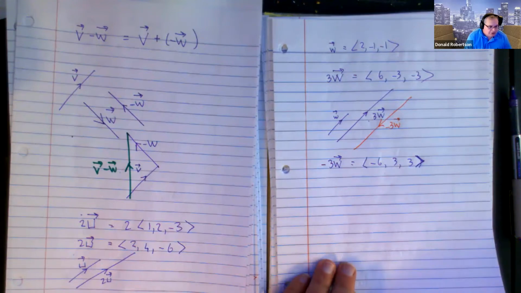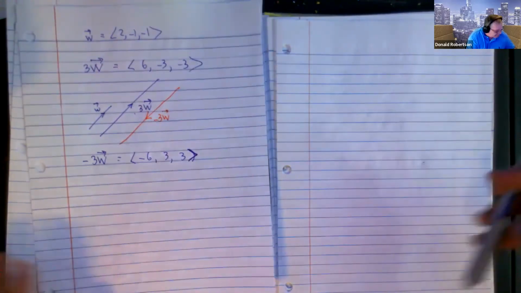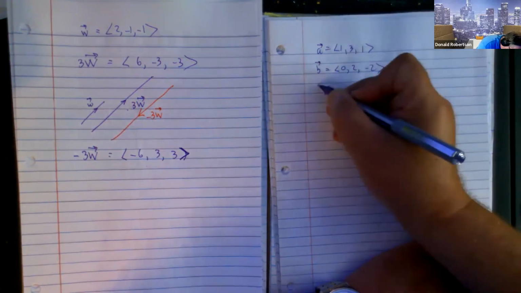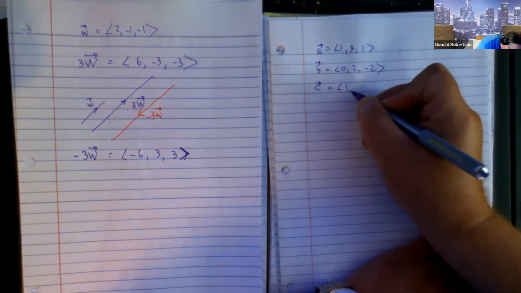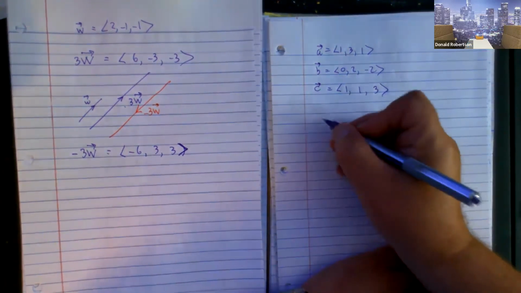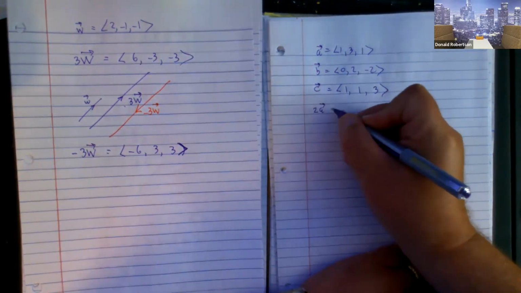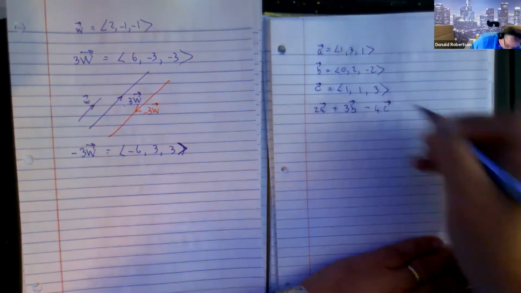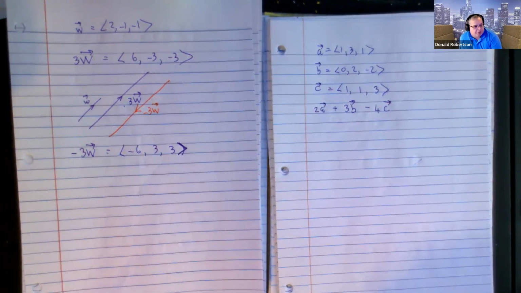Are we good? Now, the last thing you do is you put the whole package together. So you might have a vector A, 1, 3, 1, B, 0, 2, -2, and C, 1, 1, 3. If you were given this calculation to do, you should be able to do it by just applying the various rules that we've looked at and putting them together.